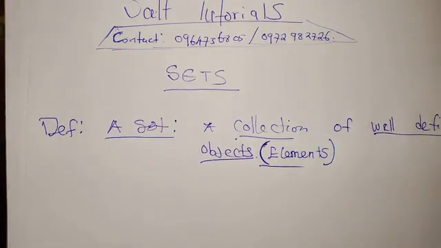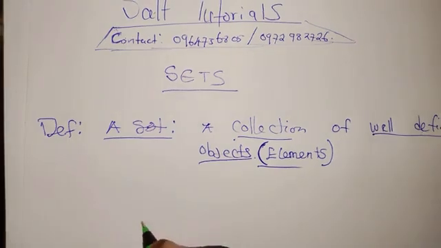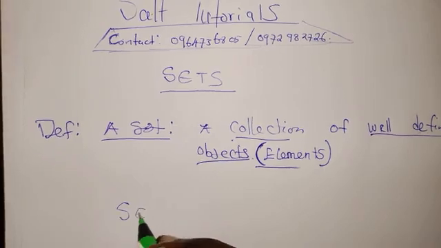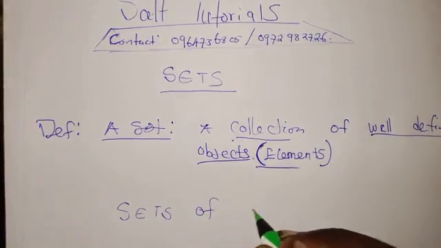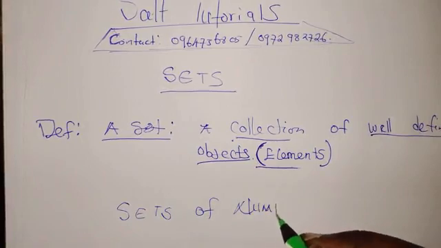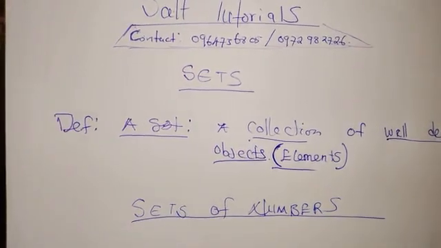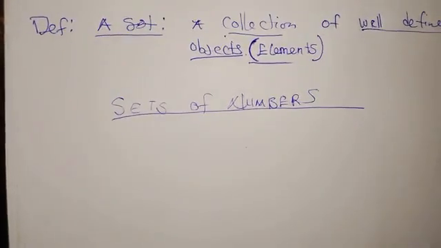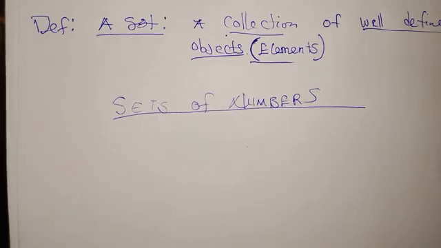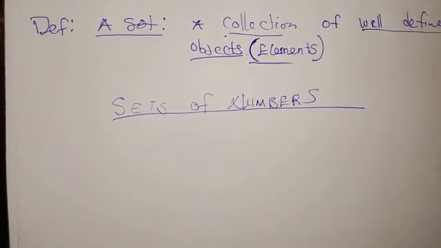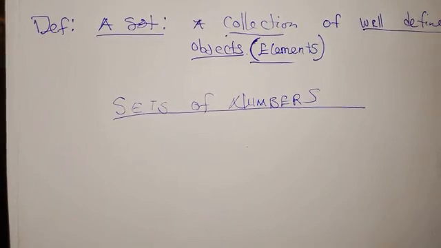Even as you are showing it to a certain individual, someone will be able to identify and say, okay, what you've collected is a set of numbers. So for today, we'll base much emphasis on sets of numbers. So basically, we've talked about the definition of a set. We're simply saying that a set is just a collection of well-defined objects.